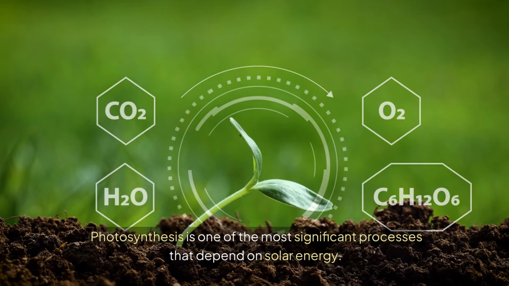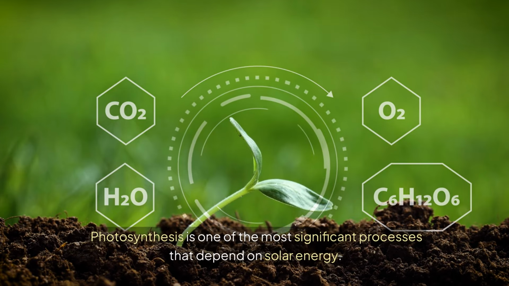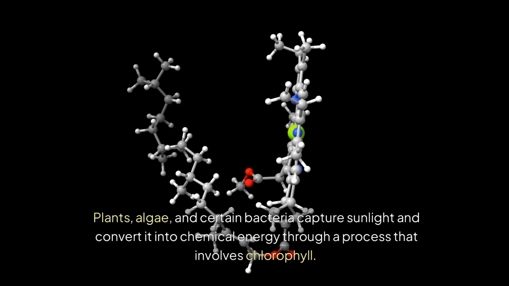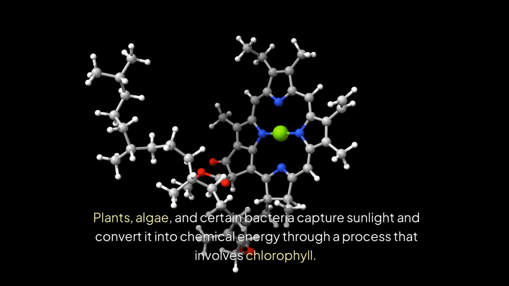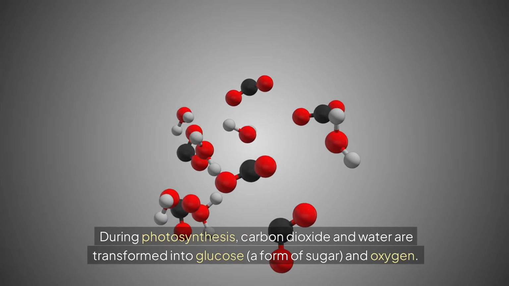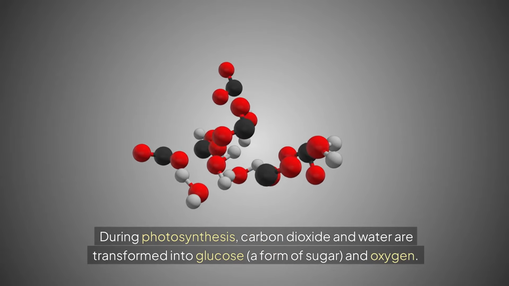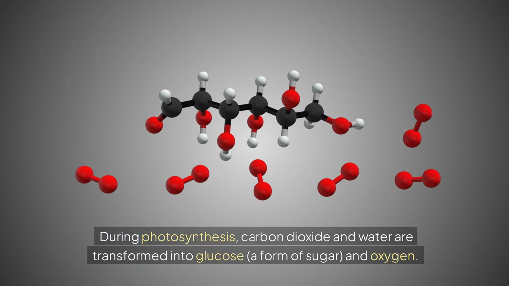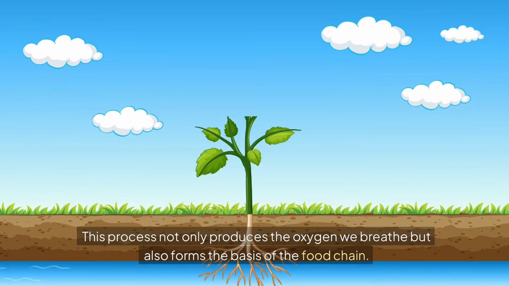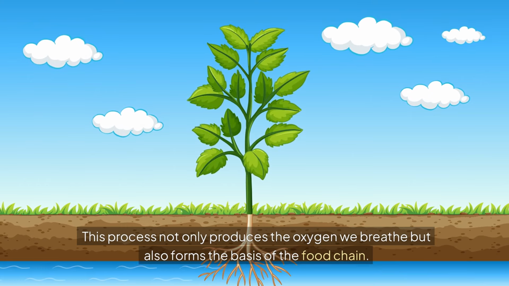Photosynthesis is one of the most significant processes that depend on solar energy. Plants, algae, and certain bacteria capture sunlight and convert it into chemical energy through a process that involves chlorophyll. During photosynthesis, carbon dioxide and water are transformed into glucose, a form of sugar, and oxygen. This process not only produces the oxygen we breathe but also forms the basis of the food chain.